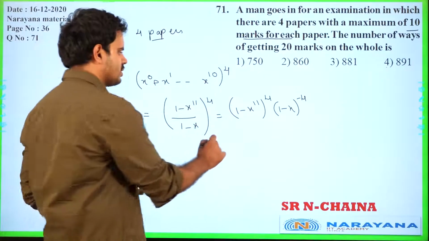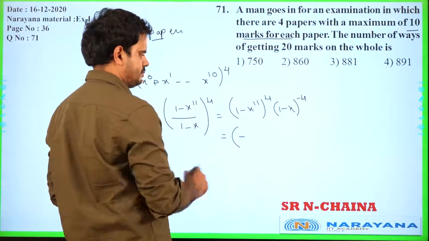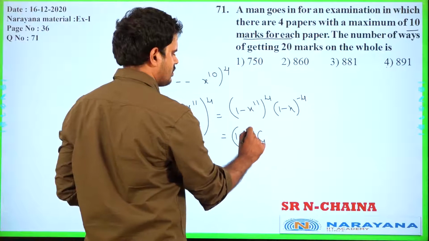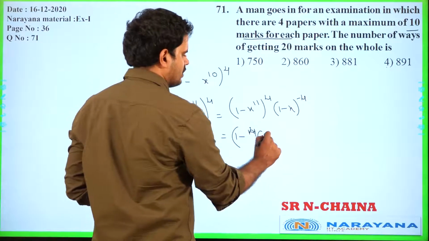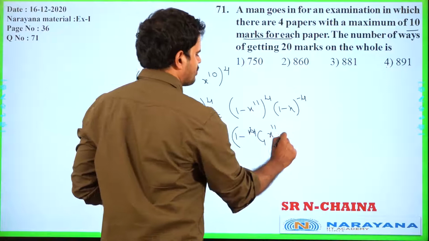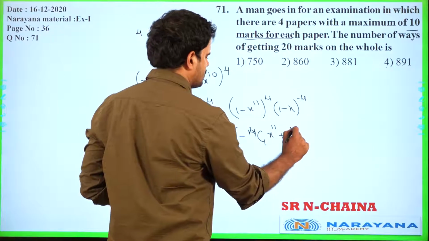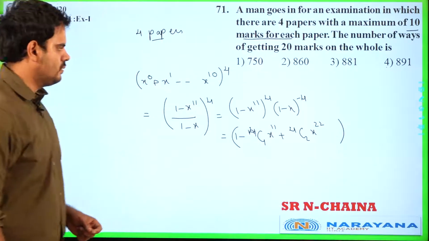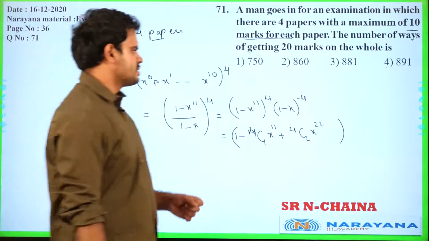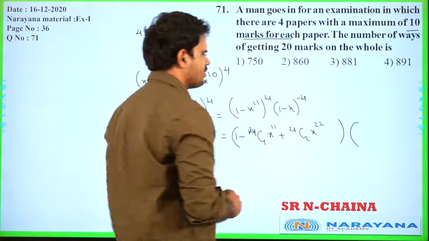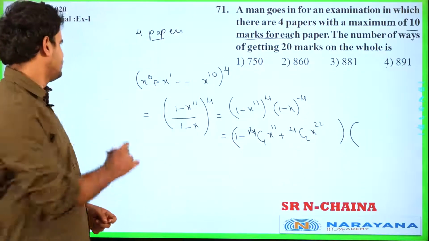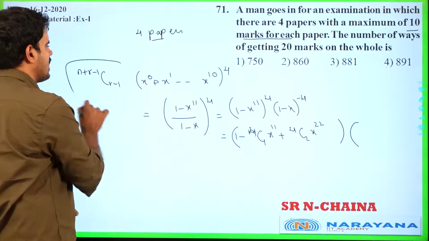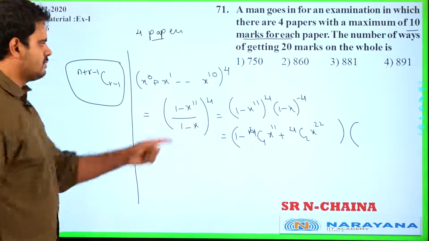So what is the general term here? It becomes 1 minus 4C1 x to the power 11 plus 4C2 x to the power 22 and so on. In this, every coefficient of (1 minus x) to the power minus n we know is in the form n plus r minus 1 C r minus 1. This is the term we have there.